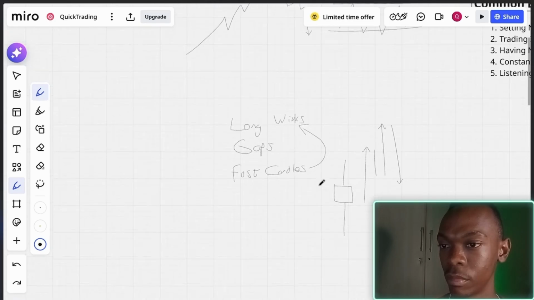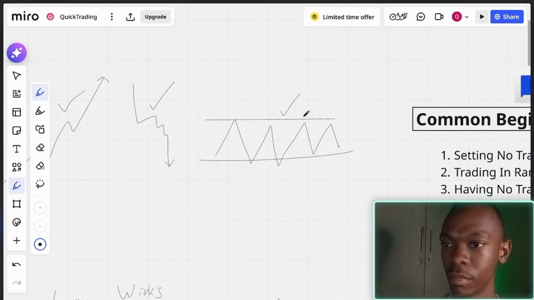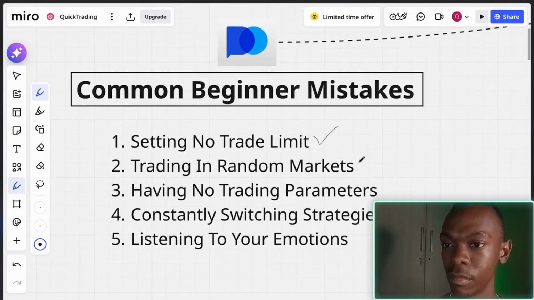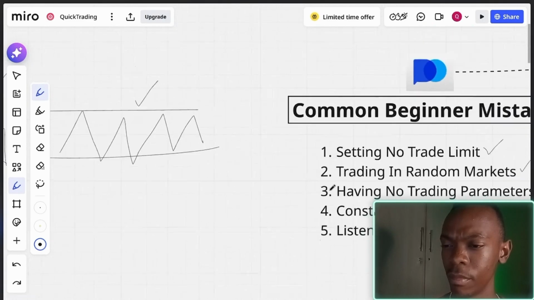Always remember that you only need to be trading in a clear uptrend, a very smooth, clean structured uptrend, a clean structured downtrend, or a clean structured range. So that is the random markets done. Now, the next one is having no trading parameters. So what do I mean by parameters? Well, it is very simple.